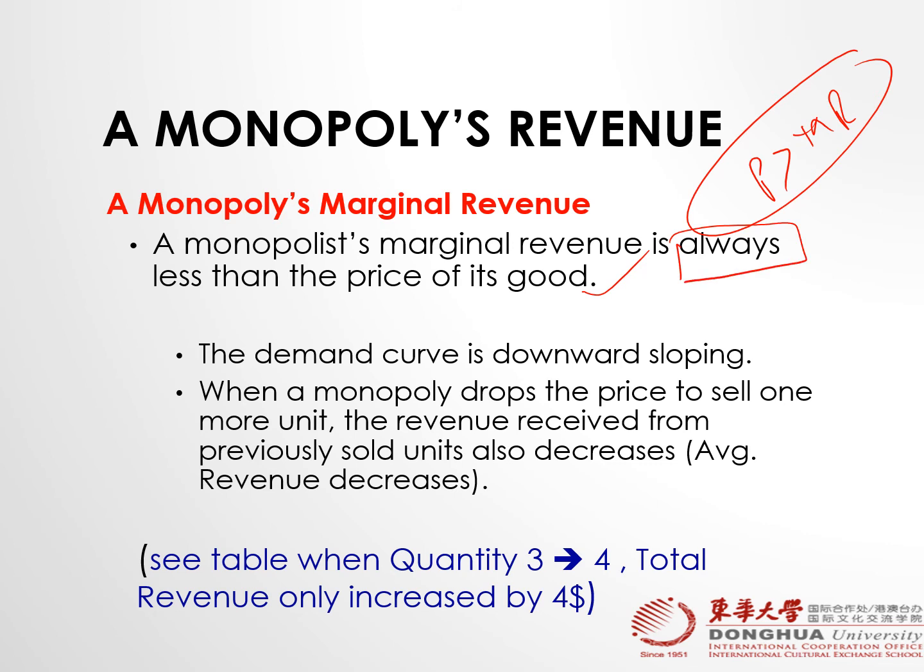So the demand curve is downward sloping. When a monopoly drops the price to sell one more unit, the revenue received from previously sold units decreases. So look at the table. If the quantity increased from 3 to 4, the revenue increased, but only by $4.